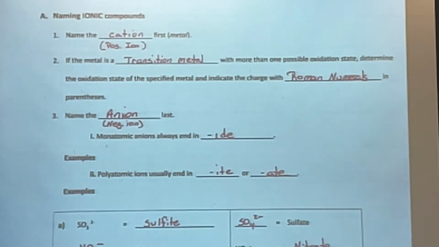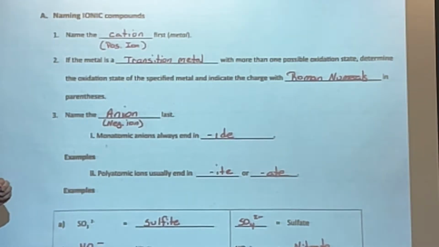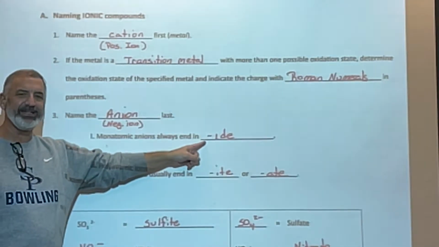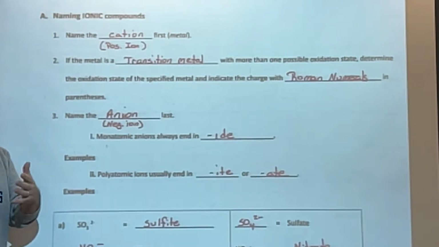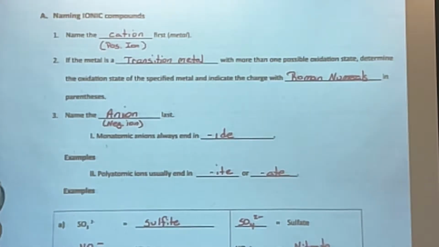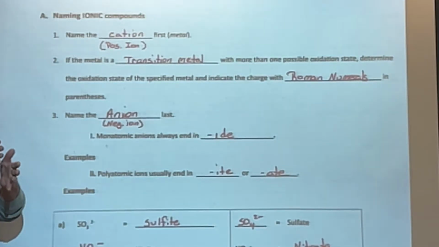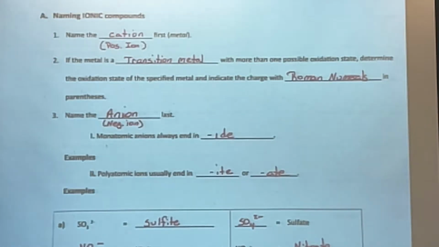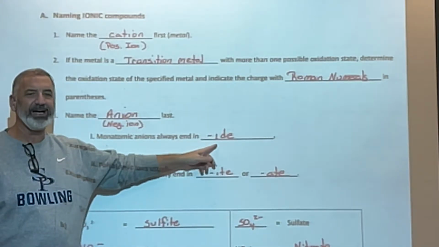But the anions have three different suffixes. If it's a monatomic anion, it's going to end in "ide." So chlorine is the element. When you put a charge on it, Cl-, it becomes chloride. Sulfur is the element. When you put a 2- charge on it, it's sulfide. So anions that are just one type of atom always end in "ide."